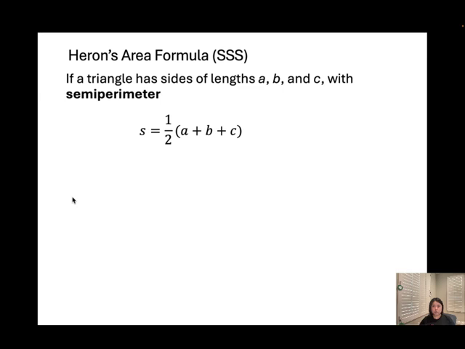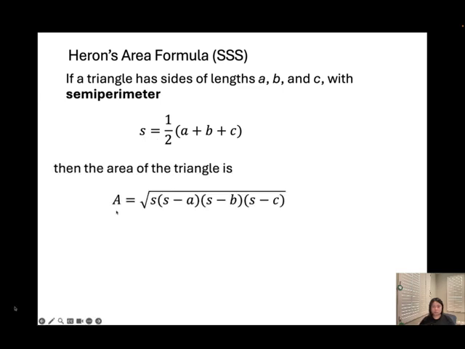Okay, Heron's area formula. We do have another way to find the area of a triangle, especially when the triangle is given the side lengths A, B, C. Okay, first we need to find the semi-perimeter: A plus B plus C, and then times 1/2, and we call this S. And then you could apply this formula for the area of the triangle. You're gonna use S times S minus A times S minus B times S minus C, and then take the square root.